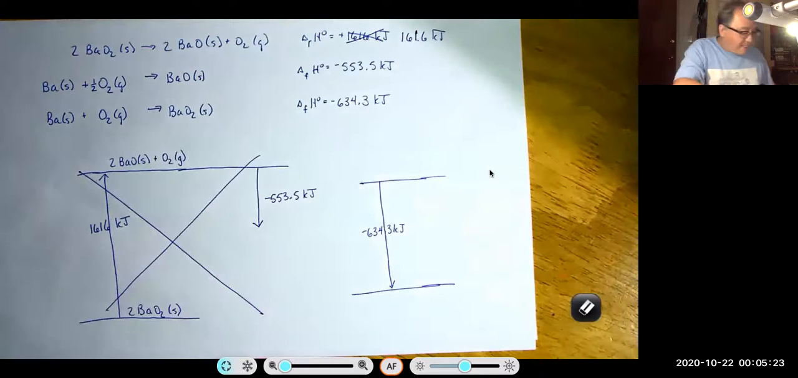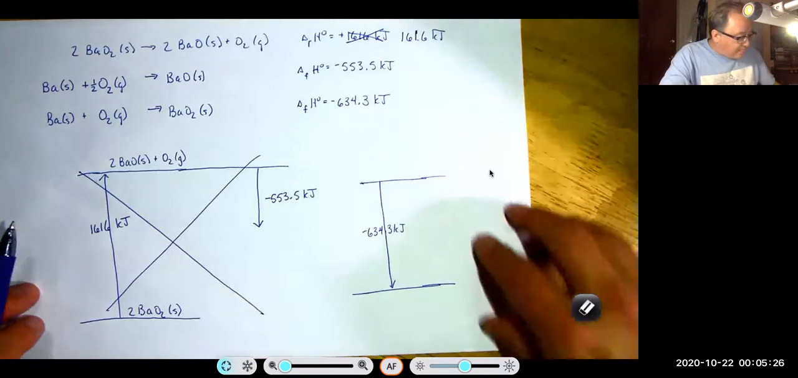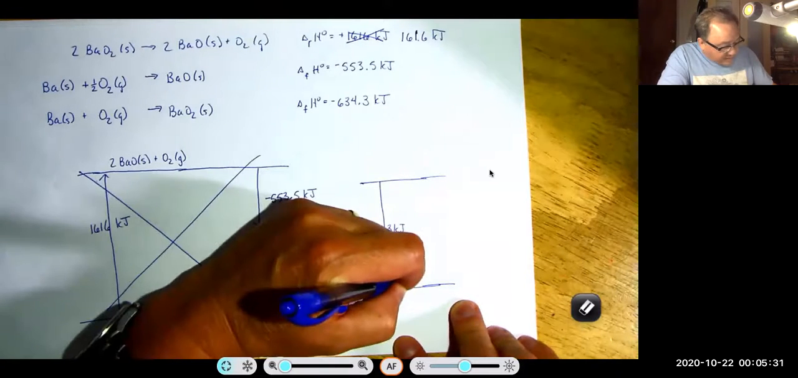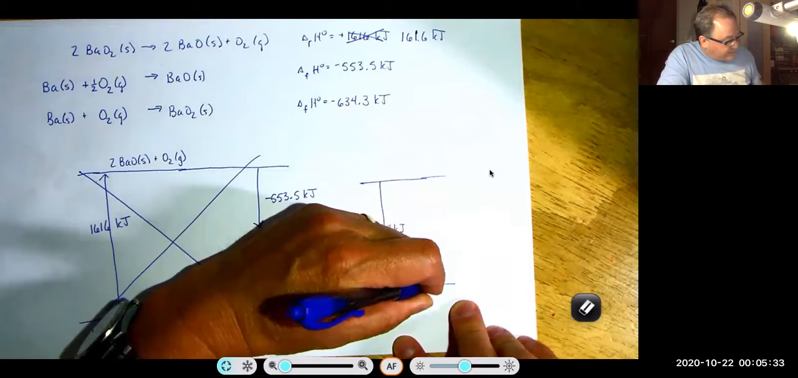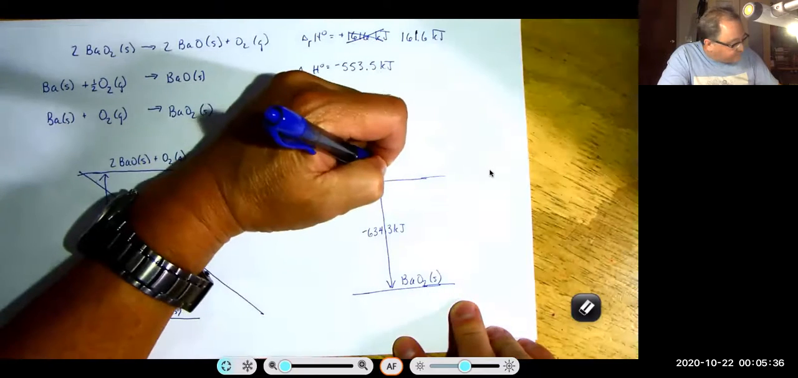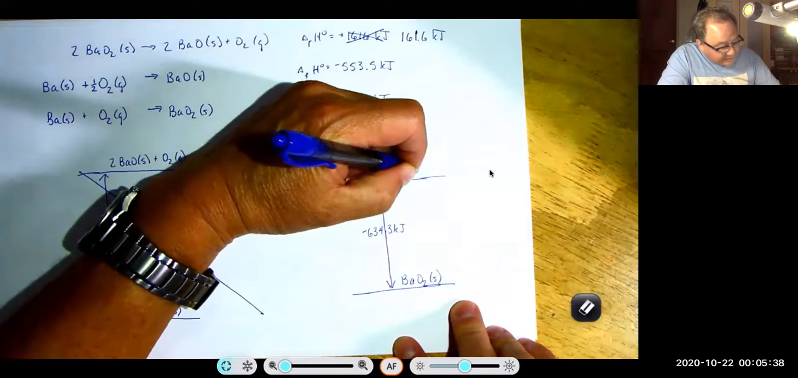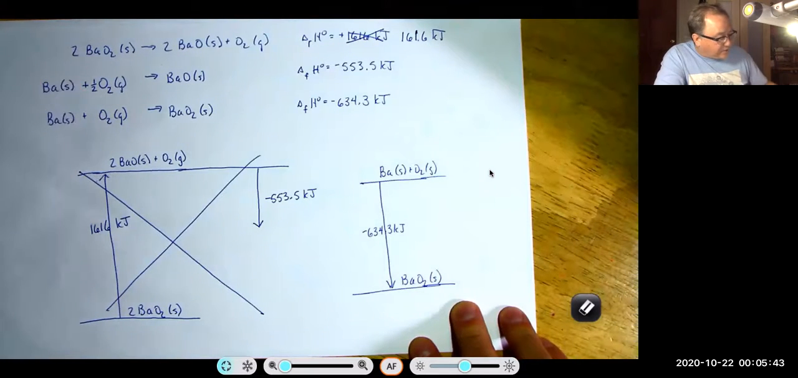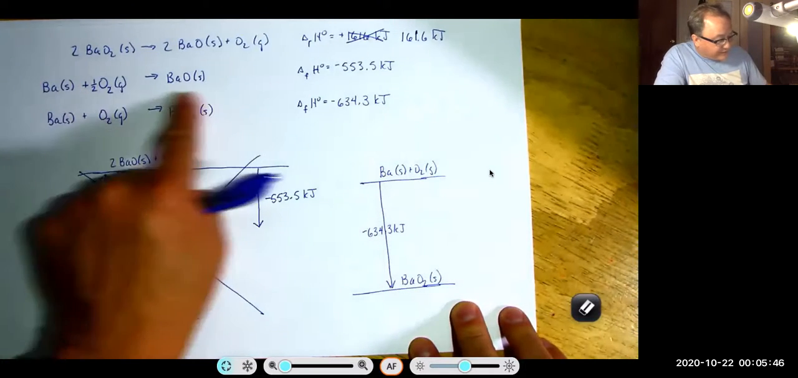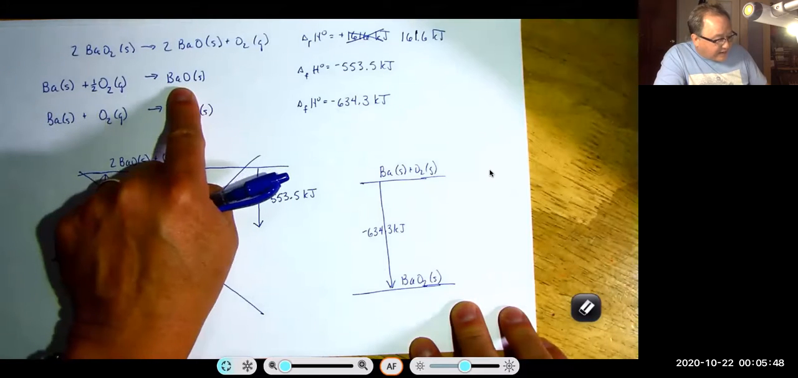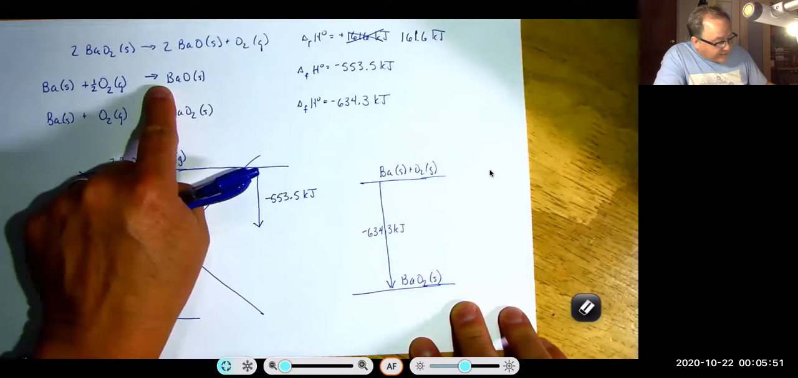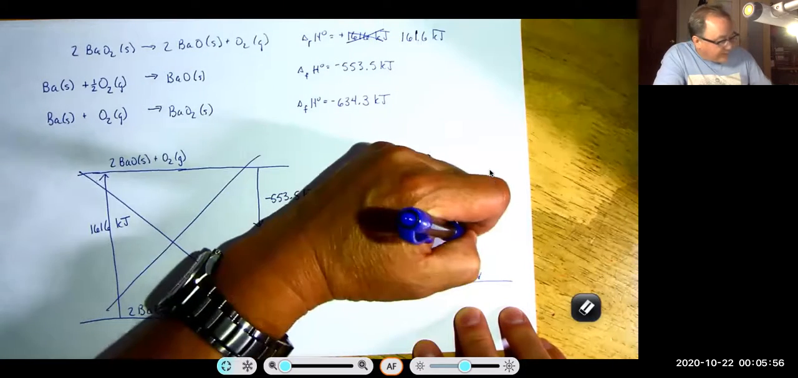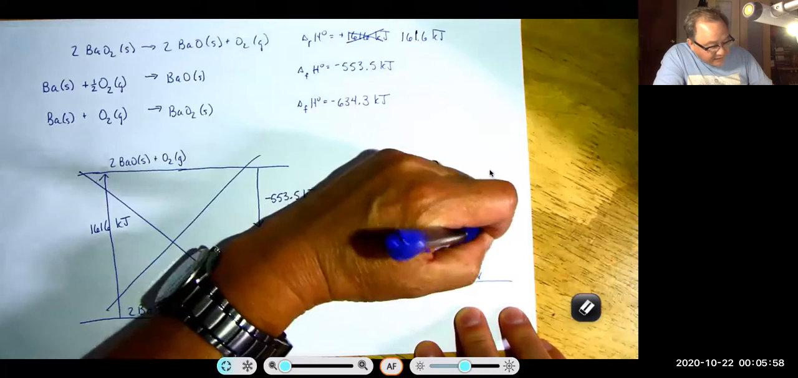Let's see. I'll put the products at the head. So this is barium oxide, solid. And then I put barium and oxygen here. And then I want to incorporate either this or this into the reaction. I'm going to go ahead and work on incorporating this. And you can see here I have barium oxide and I have an arrow going down and that's a product. So I'm going to draw another arrow, but this one's going to be 553.5 kilojoules.